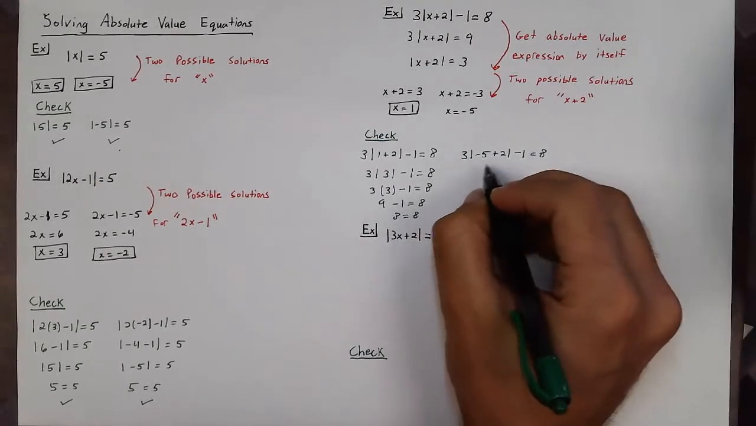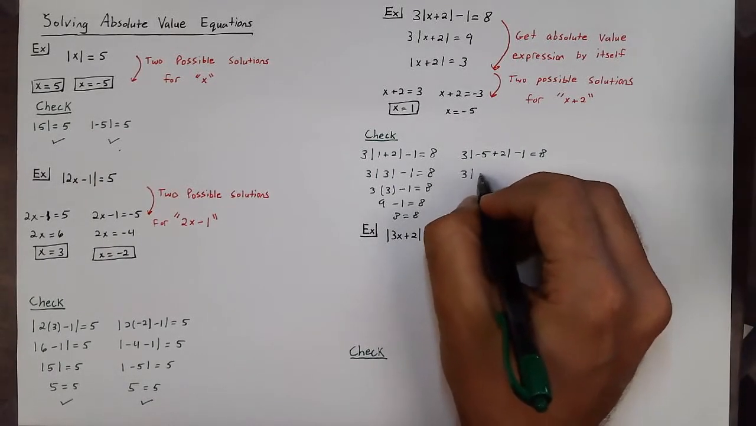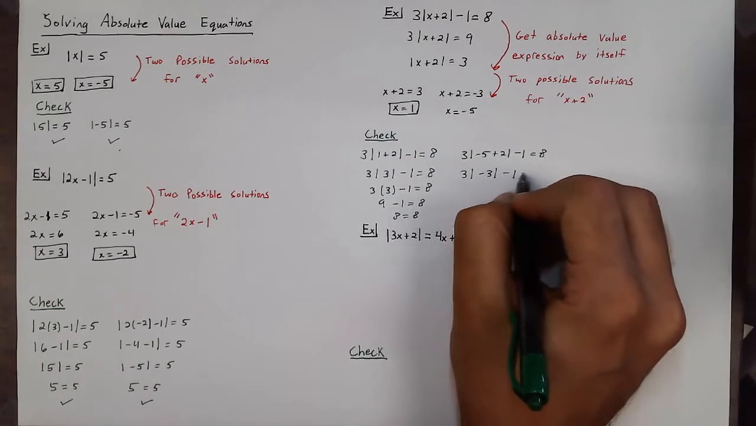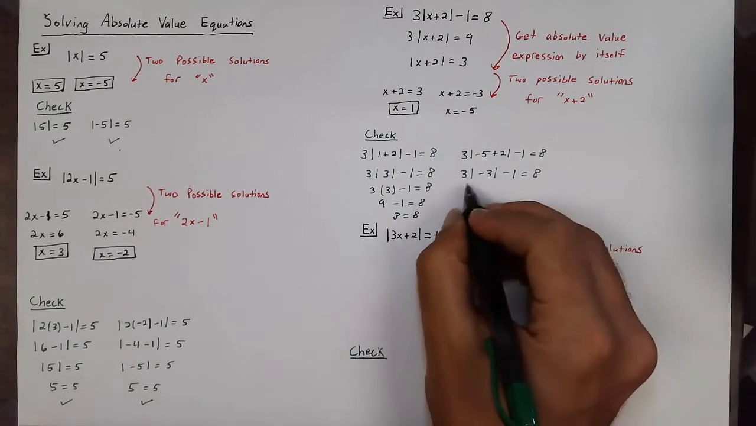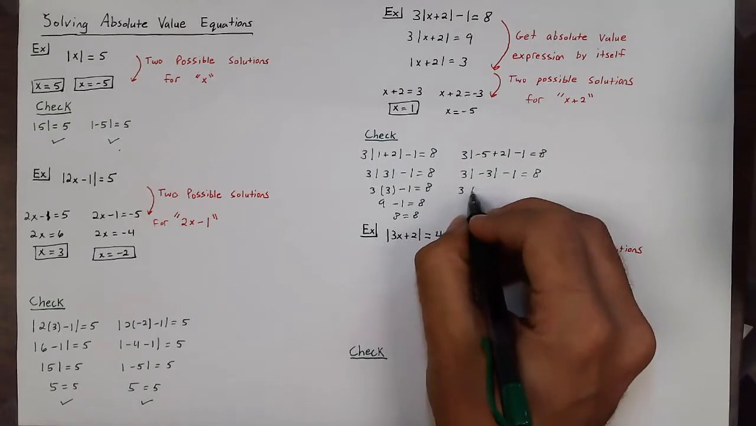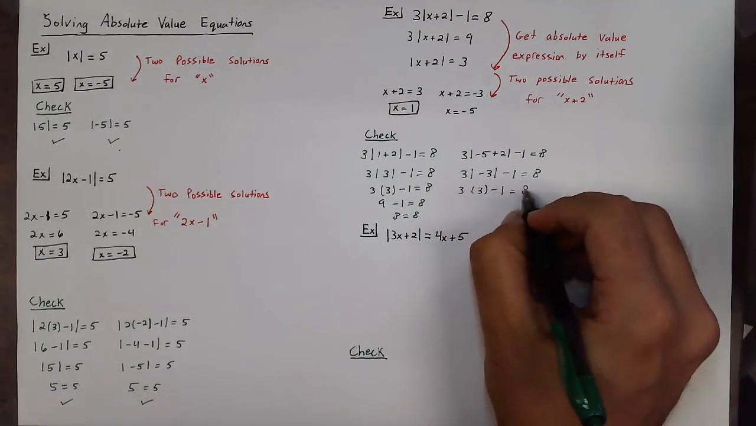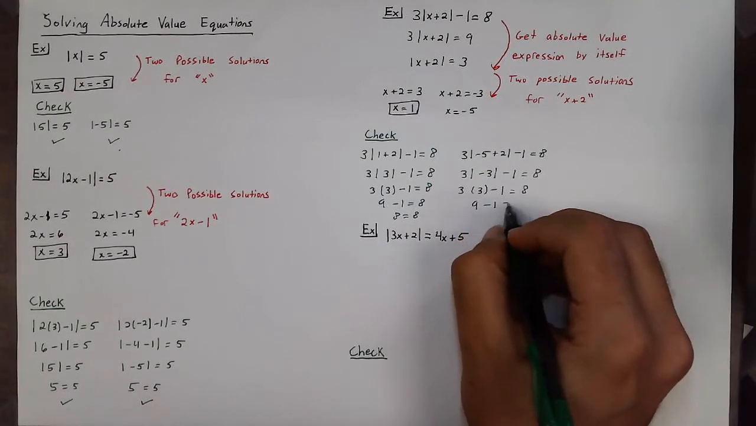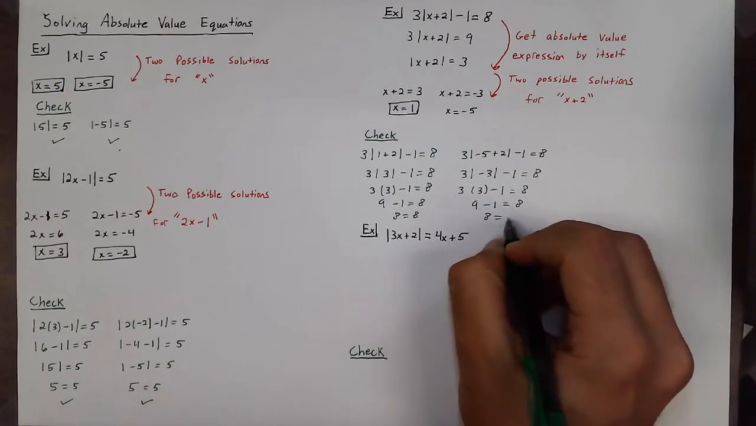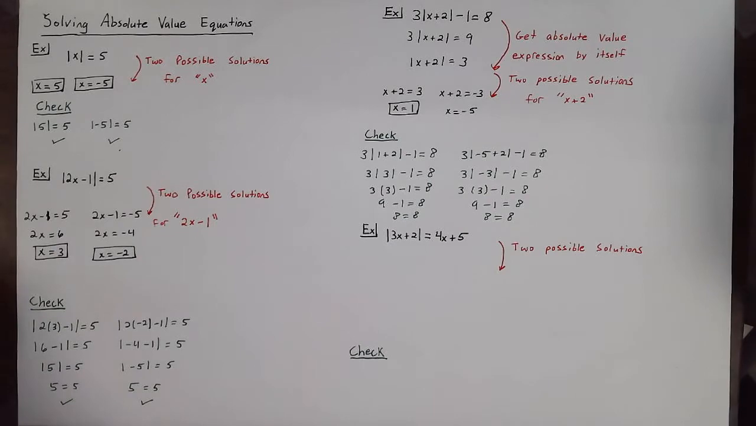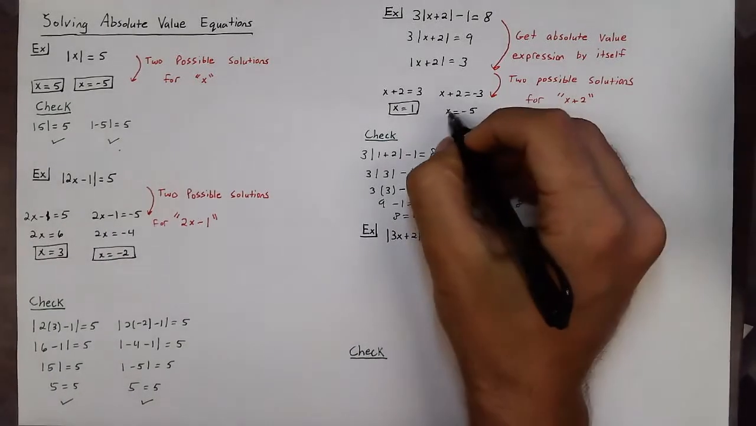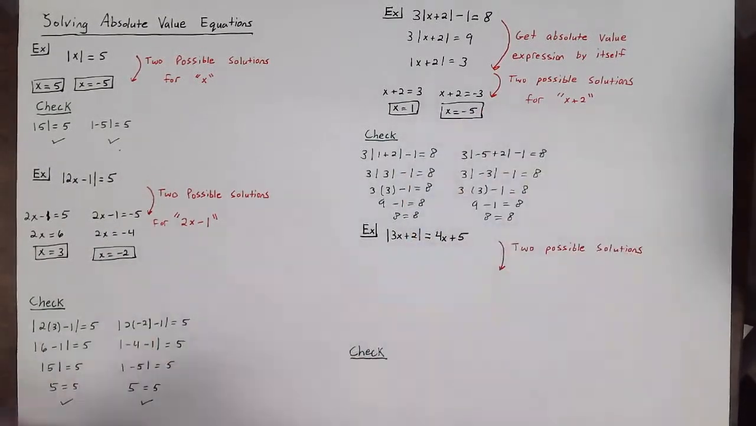And as I go through the other example, I'll get negative 3 on the inside of the absolute value, which when I take the absolute value of it, does end up being positive 3. Which will also end up being a true statement. So our two solutions would be x is equal to 1 and x is equal to negative 5.